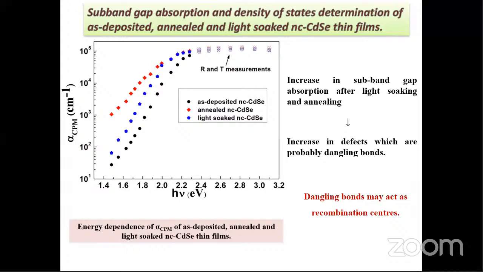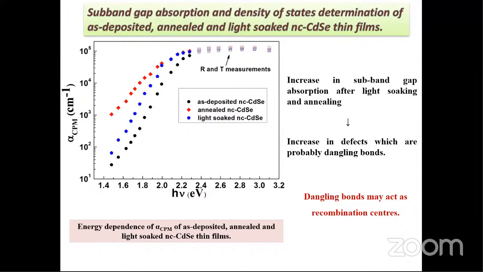So here we have basically taken the cadmium selenide, then this film is annealed, and then there are three films we are taking. One is as deposited, the other one is annealed at higher temperature, and the third one is light soaked.